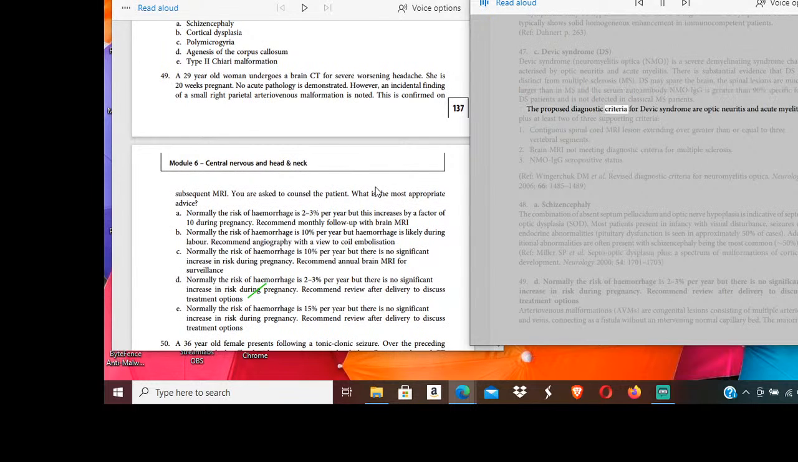The proposed diagnostic criteria for Devic syndrome are optic neuritis and acute myelitis plus at least 2 of 3 supporting criteria. 1. Contiguous spinal cord MRI lesion extending over greater than or equal to 3 vertebral segments. 2. Brain MRI not meeting diagnostic criteria for multiple sclerosis. 3. NMO-IgG seropositive status. Ref. Wingerchuk DM et al, revised diagnostic criteria.